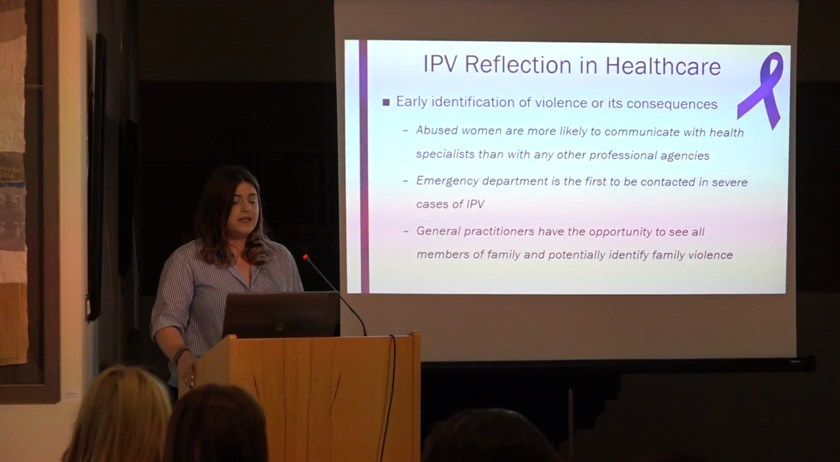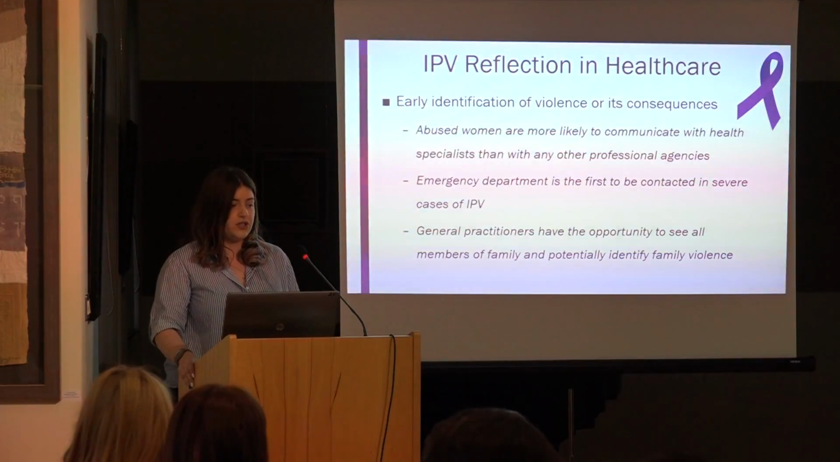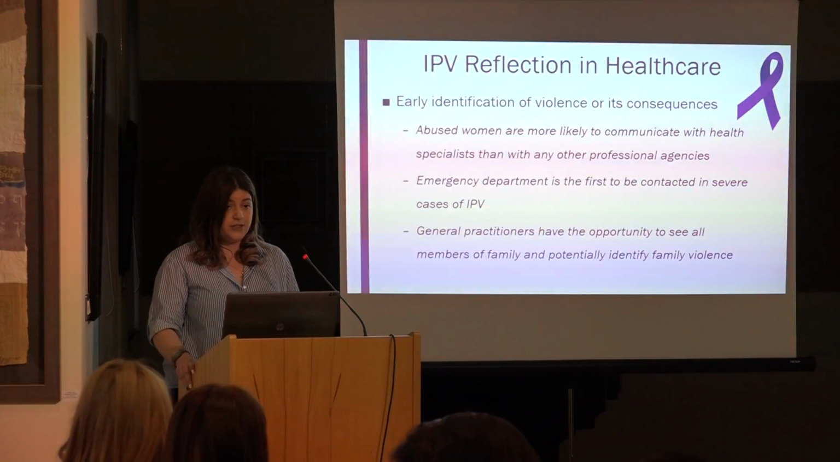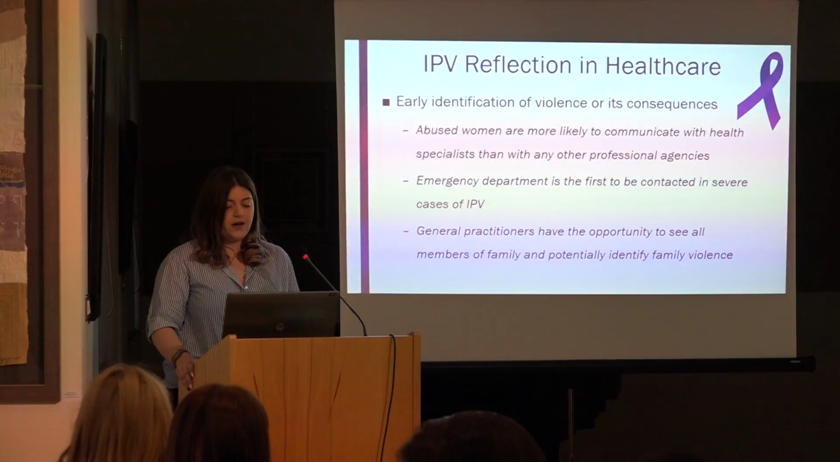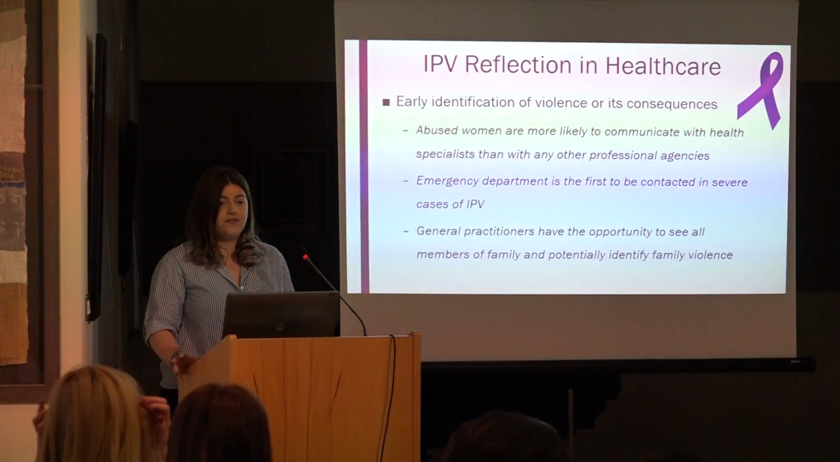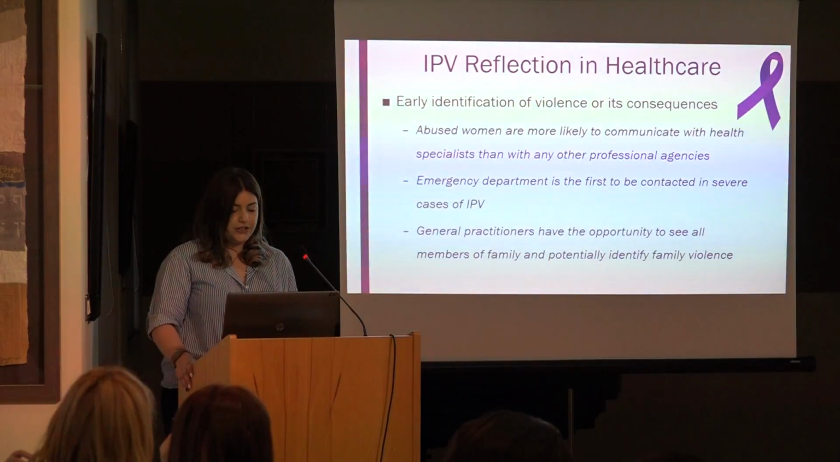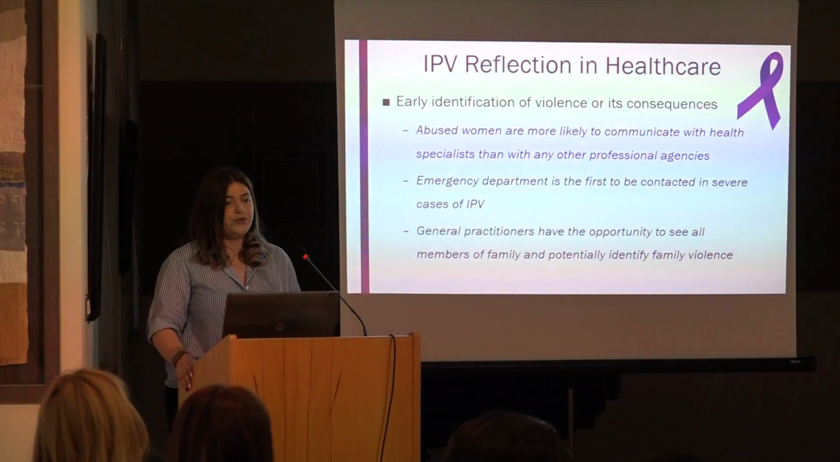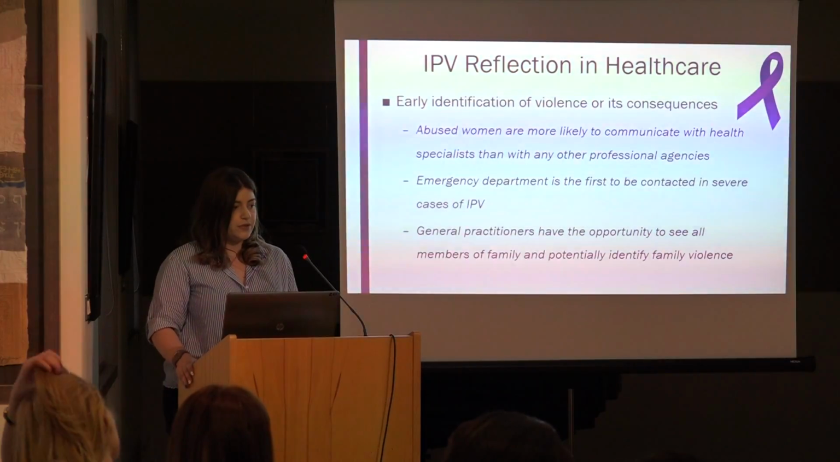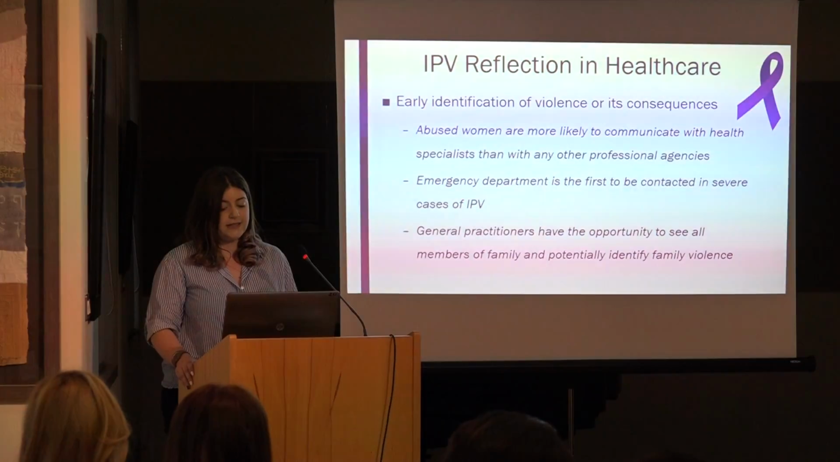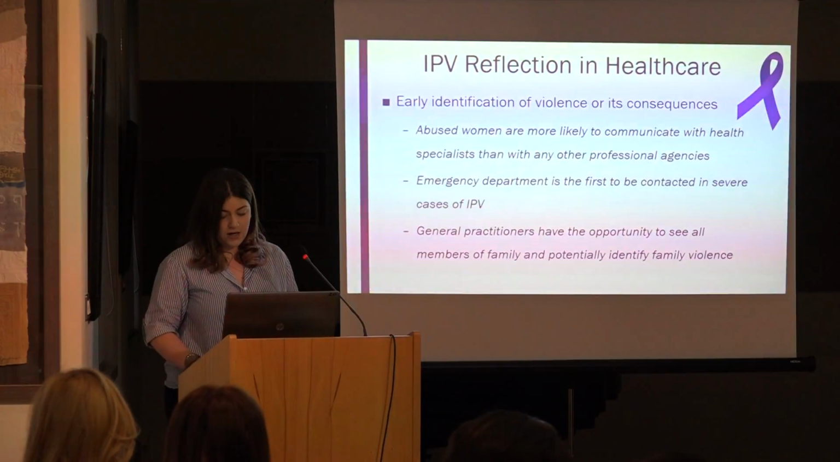Healthcare is the sphere where it is most possible to identify the victim early, and abused women are more likely to communicate with health specialists than with any other professional agencies. Emergency departments are the first to be contacted in case of severe IPV. Also, general practitioners, due to their practice, have the opportunity to see all the members of the family, and so potentially they can identify family violence.